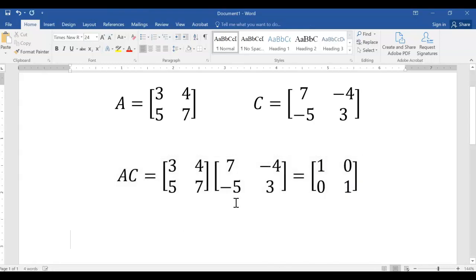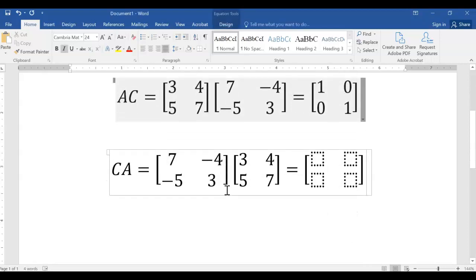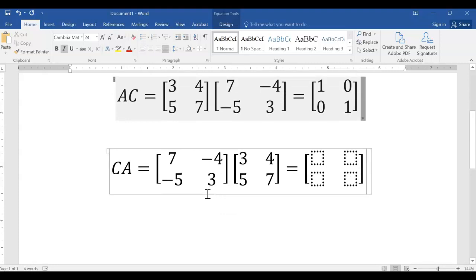Now let's check that you do that the other way as well. So let's multiply C times A. I'll do this a little bit quicker. When I do row times column, 7 times 3 is 21, minus 4 times 5, so that's a minus 20. 21 minus 20 is a 1. 7 times 4, 28, minus 4 times 7, so 28 minus 28 is 0.